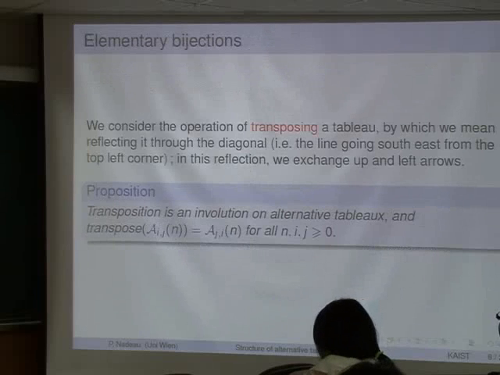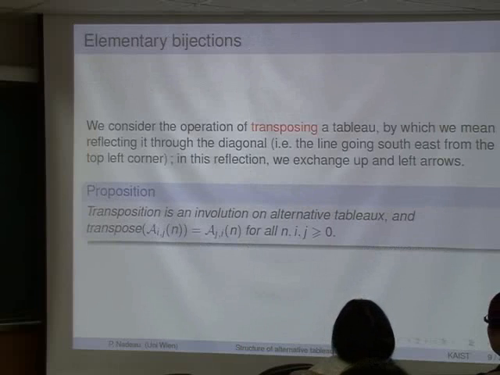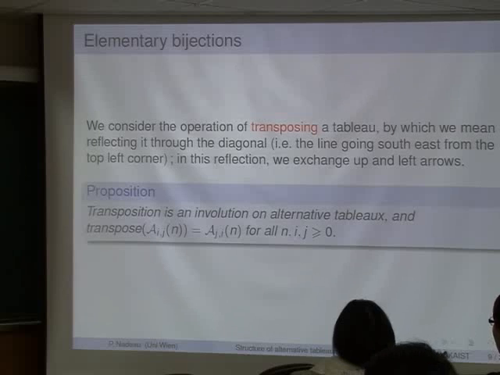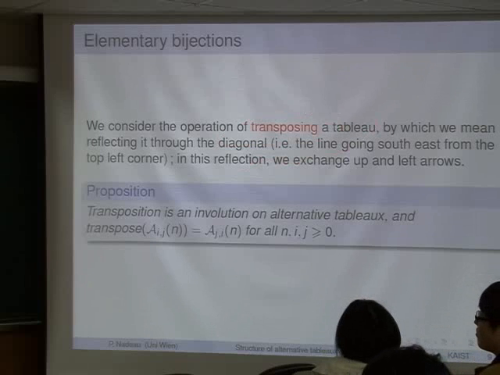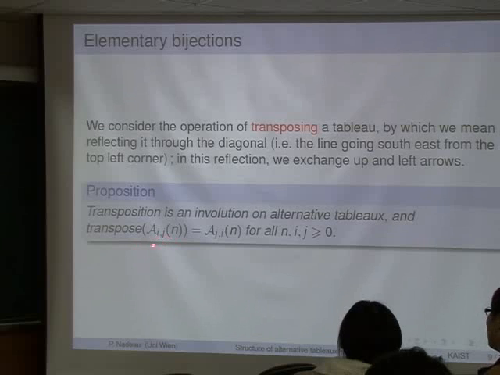I'm going back to alternative tableaux, and I will show the structure that I talked about. First I will show some very elementary bijections. The first one is transposition. If you have an alternative tableau, you can just reflect it, exchanging rows and columns, and also in the process exchanging up and left arrows. This is obviously well defined. It's an involution. And the free rows become free columns, and the free columns become free rows. So this is very elementary.